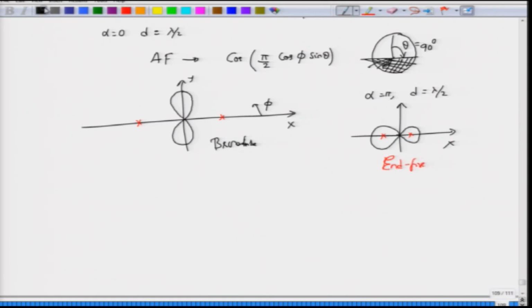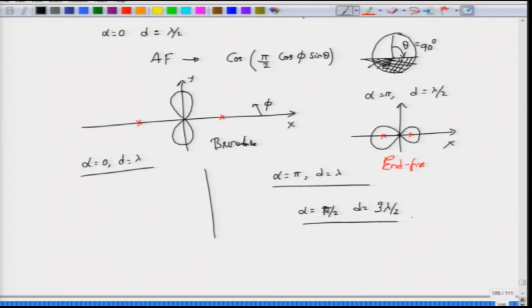Okay. As an exercise, you can take what would happen when alpha is equal to 0 and d is equal to lambda. Okay. And you can also take as an exercise alpha is equal to pi, d is equal to lambda. You can also try alpha equal to pi by 2 and d is equal to 3 lambda by 2. Okay. I will leave all the patterns that you are going to get from making these substitutions as an exercise.